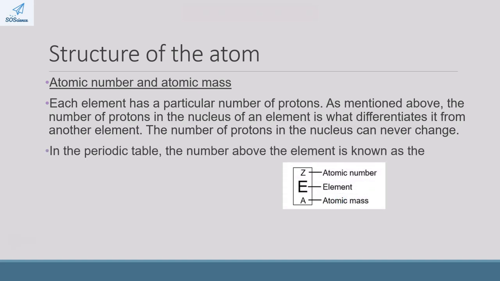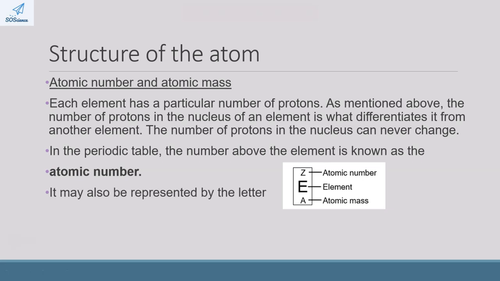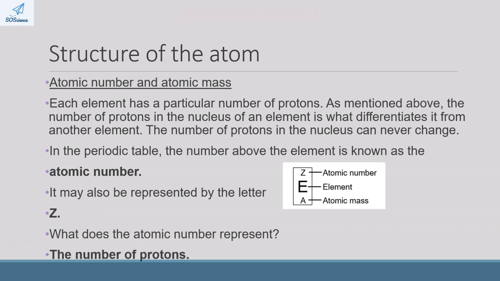Now, in the periodic table, there's the number above the element, and that is known as the atomic number, which may also be represented by the letter Z. Now, this is a very important number because it represents the number of protons in the nucleus of that element. That means that it actually represents the identity of that element.